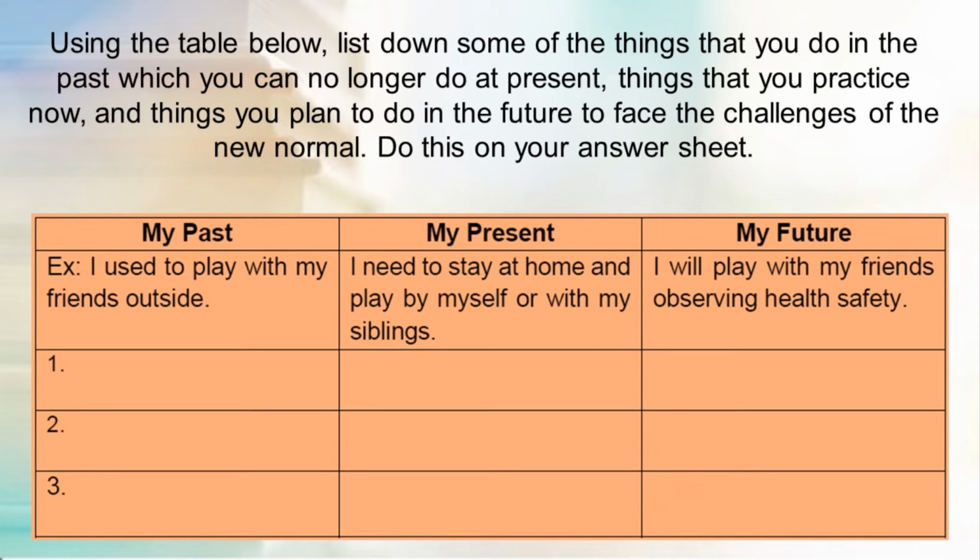Using the table below, list down some of the things that you did in the past which you can no longer do at present, things that you practice now, and things you plan to do in the future to face the challenges of the new normal. Do this on your answer sheet.